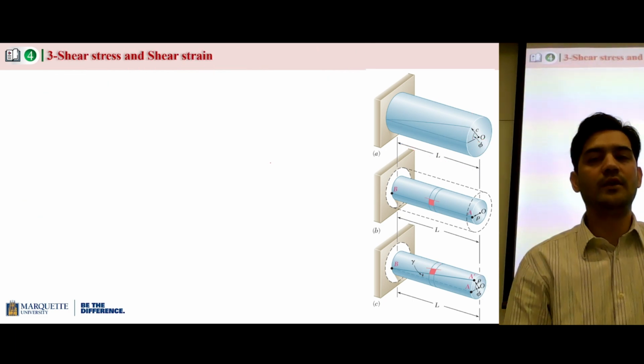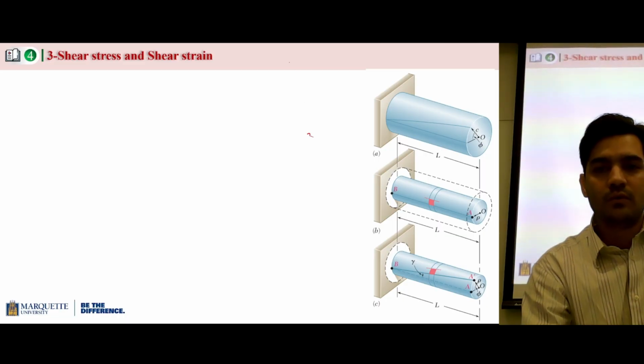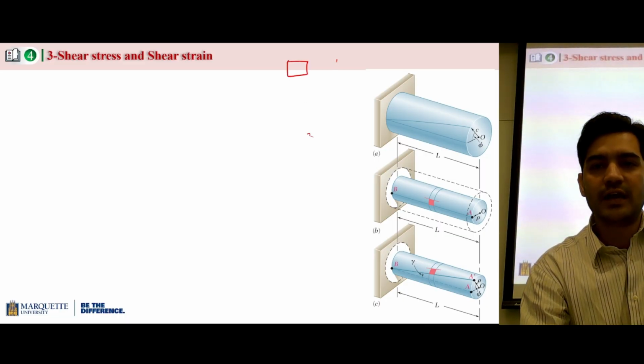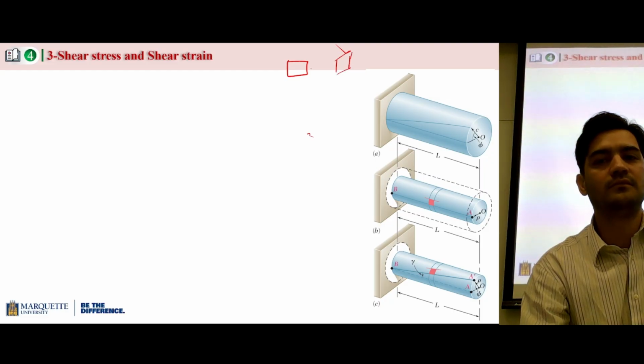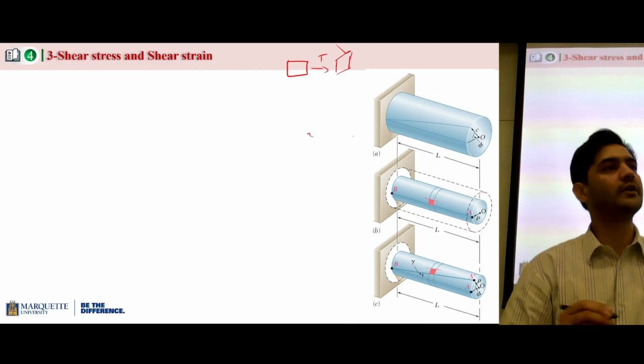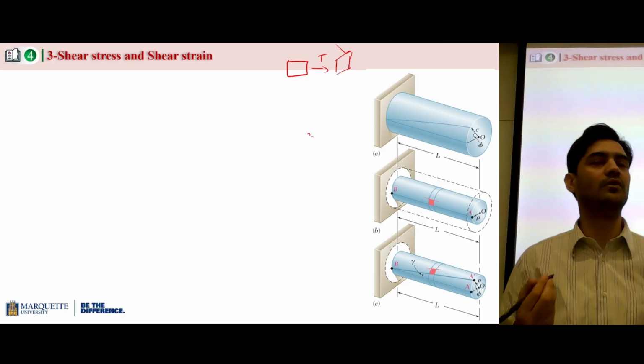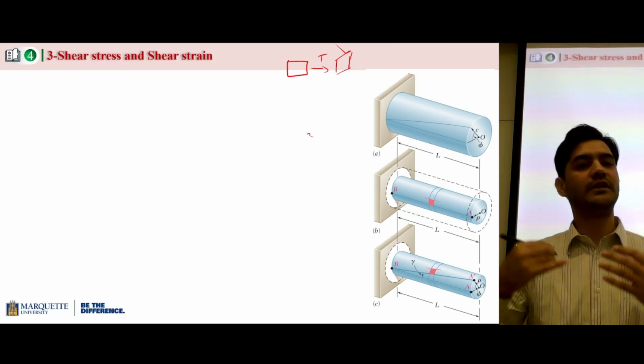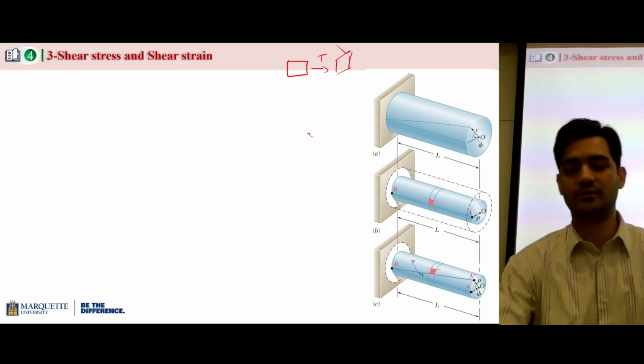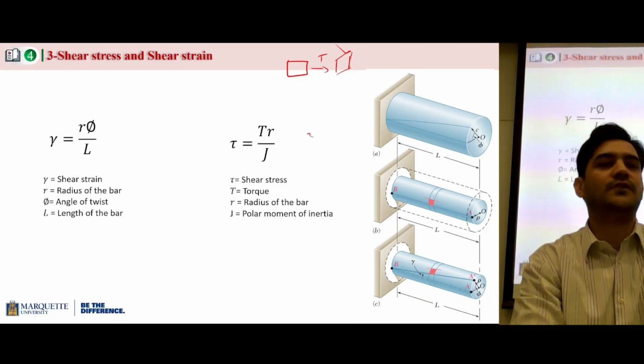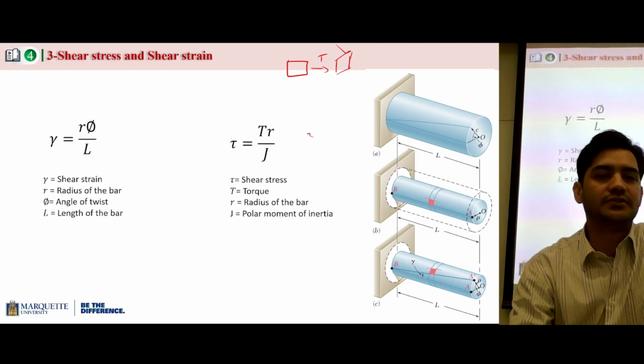Okay, so we know that torsion actually changes shapes, right? If you apply a torque, you're going to see a change in shape. So we know that torque is producing shear stresses and shear strains, and these are the formulas for calculating shear stress and shear strains.